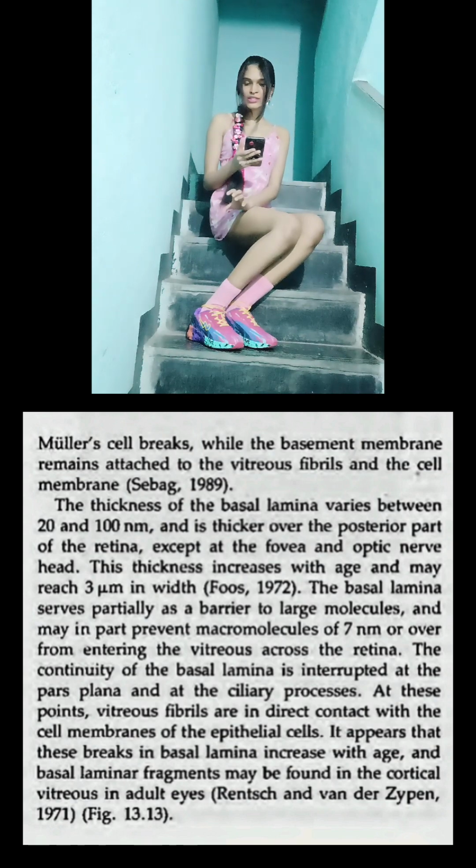The basal lamina serves partially as a barrier to large molecules and may in part prevent macromolecules of 7 nanometer or over from entering the vitreous across the retina. The continuity of the basal lamina is interrupted at the pars plana and at the ciliary processes. At these points, vitreous fibrils are in direct contact with the cell membranes of the epithelial cells. It appears that these breaks in basal lamina increase with age and basal lamina fragments may be found in the cortical vitreous in adult eyes.